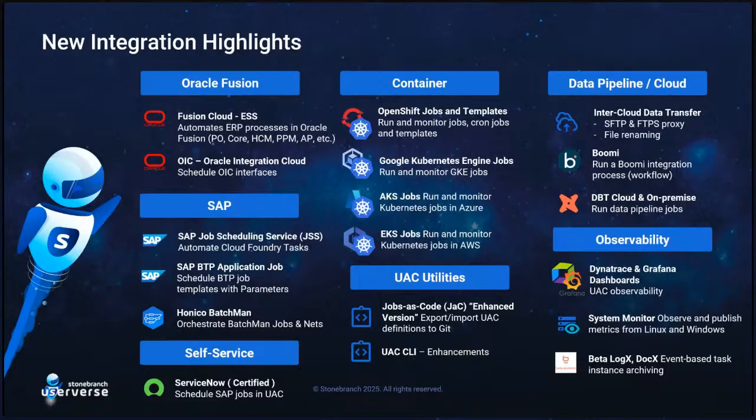Okay, now let's look at the UAC utilities. For UAC utilities, what we have done is create a new task for jobs as code. For example, we have one customer that wants to upload their workflow definitions to GitHub, then change the names of the tasks, and then download the changed definitions into the Universal Controller. So this is just one example of jobs as code. And I would like to show you how this works in action.